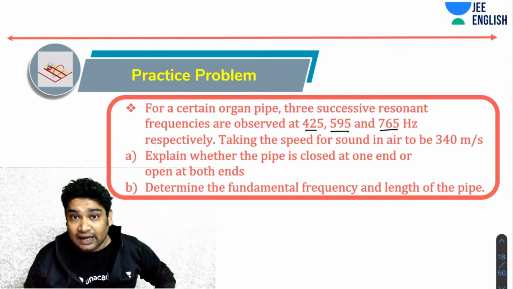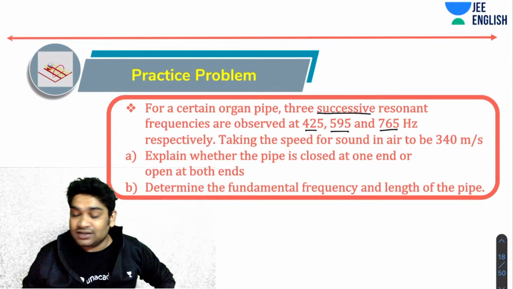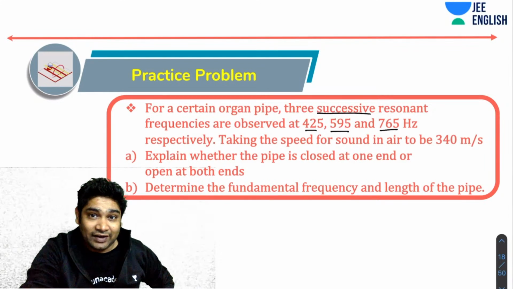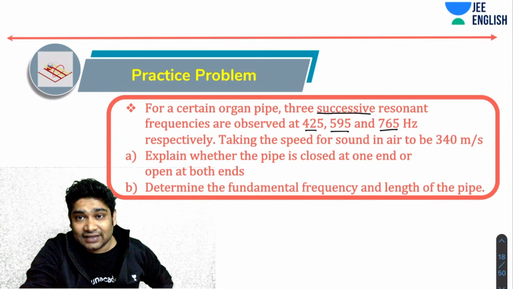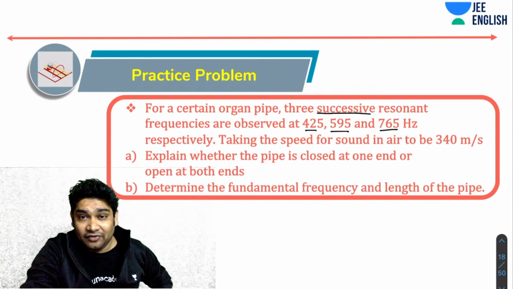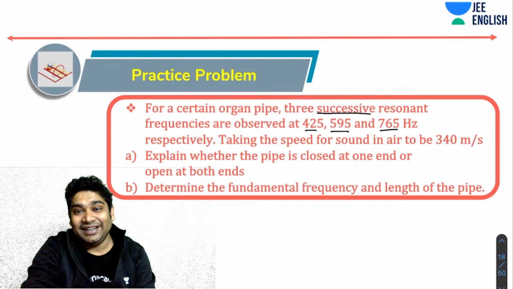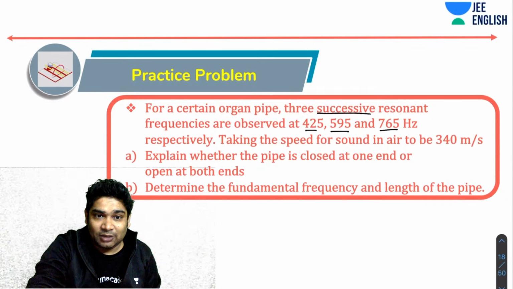Okay, please note that the language says three successive resonant frequencies are these. Okay, now with the help of the given data, try and find out different values. If you are given three successive resonant frequencies, then how would you figure out whether the pipe is open-ended or closed-ended, and how would you figure out the length and the frequency? Think about this, and I'll try and answer.